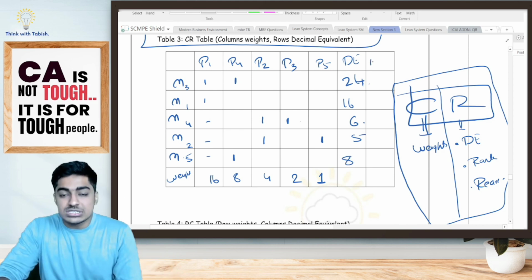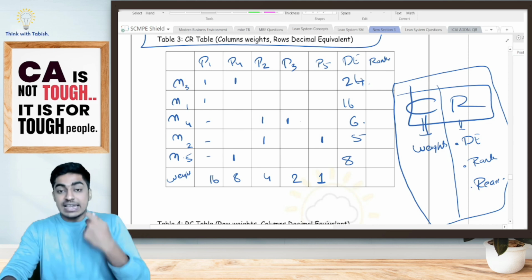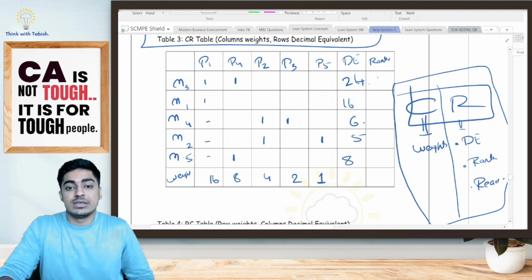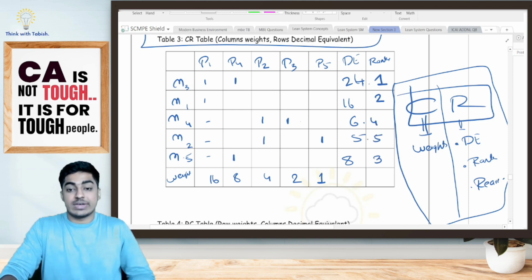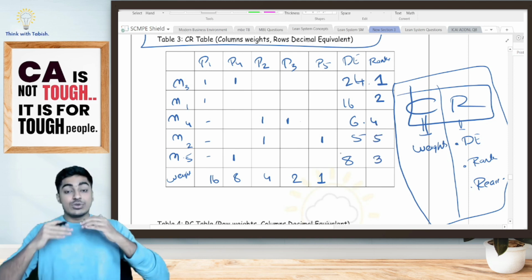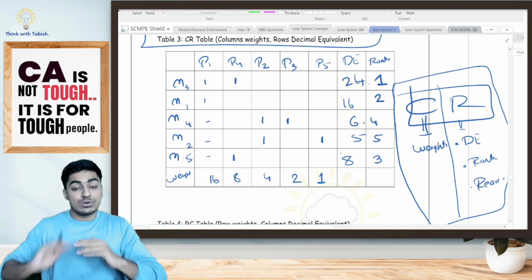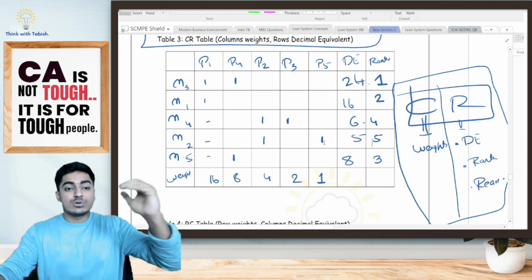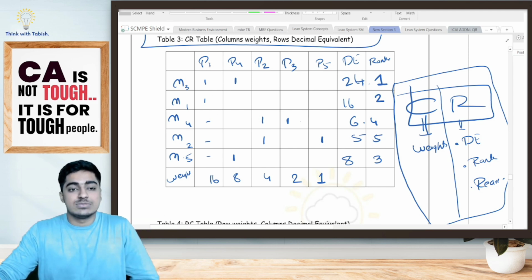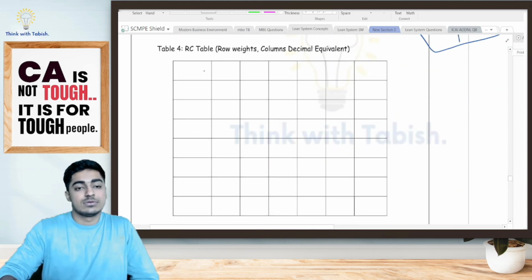Now, for my rows, I need to give rank. Tell and do it so that you don't commit an error. 1, 2, 3, 4, 5. And finally, now what I need to do? My rows, I need to rearrange. That means my columns will remain intact. My rows, I am rearranging. Columns P1, P4, P2, P3, P5. 1, 4, 2, 3, 5.